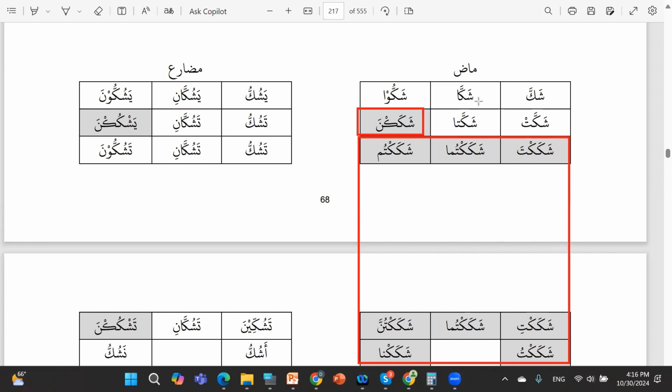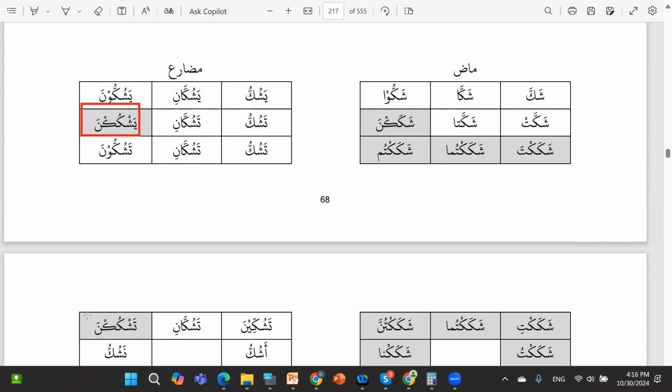Huwa shakka, huma shakka, hum shakku, hiya shakkat, huma shakkata, hunna shakakna, anta shakakta, antuma shakaktuma, antum shakaktum, anti shakakti, antuma shakaktuma, antunna shakaktunna, ana shakaktu, nahnu shakakna. So this is how the past tense Sarf Kabir happens. And in present tense, only on hunna and antunna there is a split: yashkukna, tashkukna.